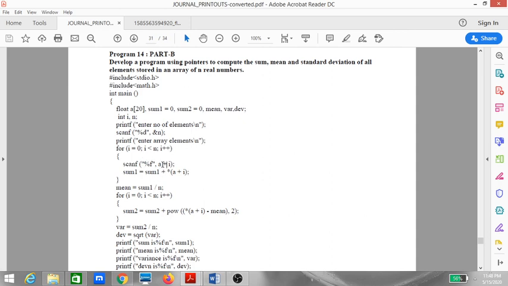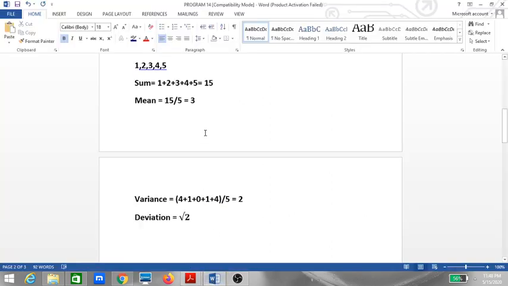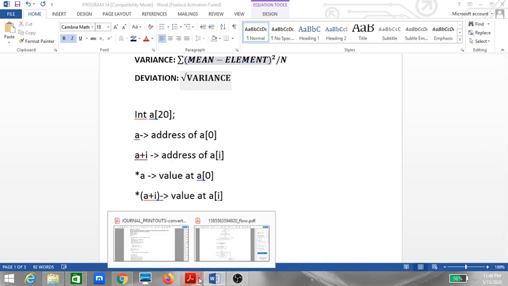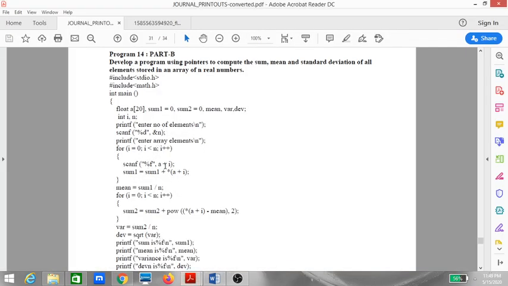So here, if you all see, I have not written ampersand a of I, but instead of that I have written a plus I. That is what I was telling you even here. If I write just a plus I, I'll be talking about the address of a of I. So instead of using a of I, I have directly used a plus I. That means it will directly get stored at the ith index of the a array.